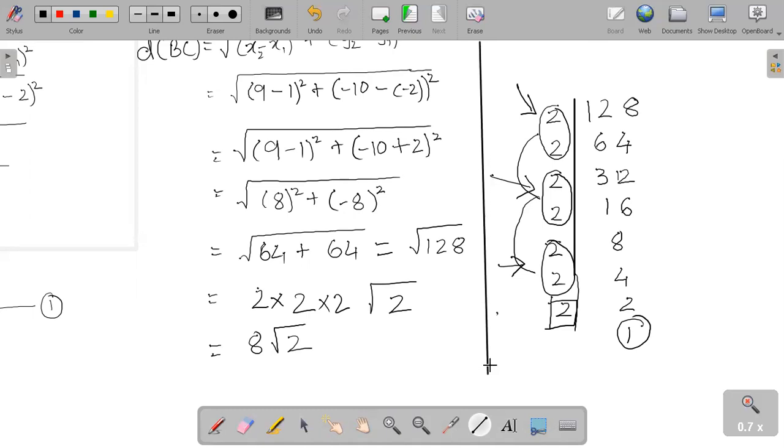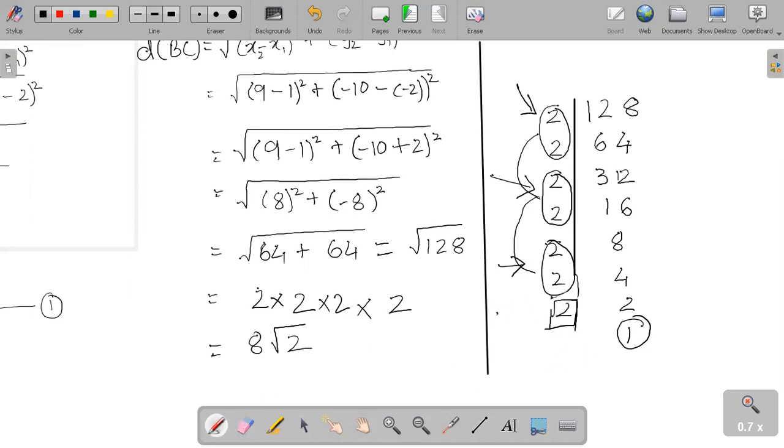What if there is no single 2 remaining at the last? Then you don't put it inside the root. You just directly multiply. So suppose, for example, there would be one more 2 here. Then you will have one pair here. Then you will multiply. Instead of this root, you would have just directly multiplied, no root sign. But here, since there was just one 2, which was not forming a pair, that you put inside the root because we are finding out square root.